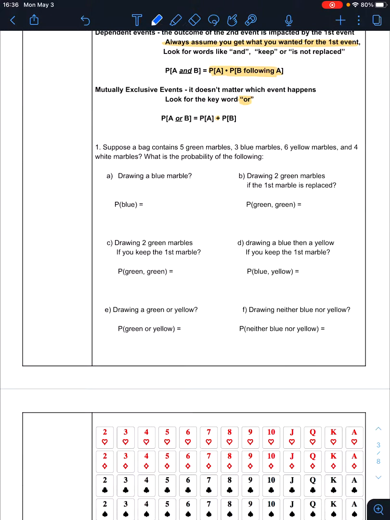So let's look at some examples that go with this. Suppose a bag contains 5 green marbles, 3 blue, 6 yellow, and 4 white. So we have 18 marbles in all. That's our can happen, right? Now let's see what we want to happen. Let's review what we did yesterday, drawing a blue marble. Just a blue marble. The probability that I'm going to draw a blue: there are 3 blue and there are 18 marbles in the bag. We reduce that and we get 1 out of 6 or 16.7%. You can change those to percentages.